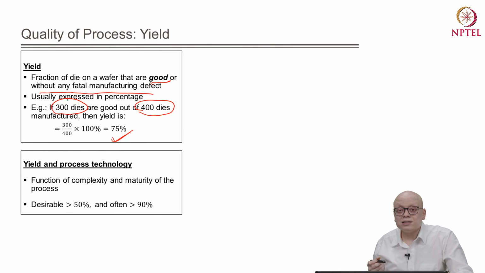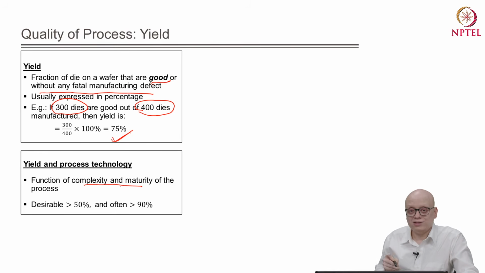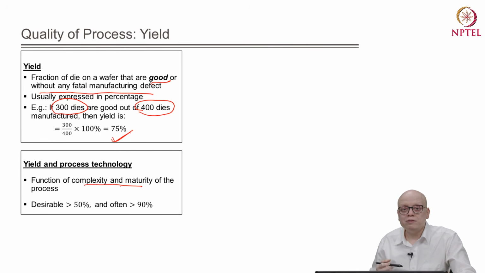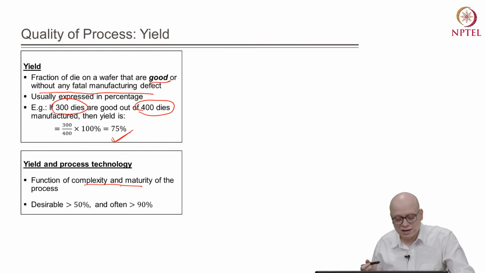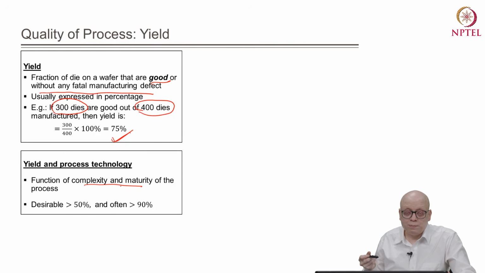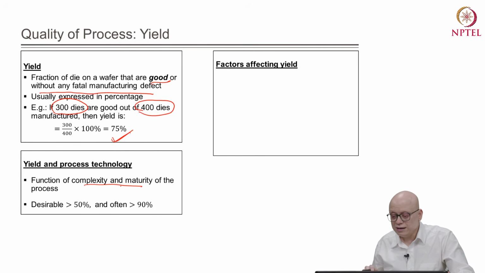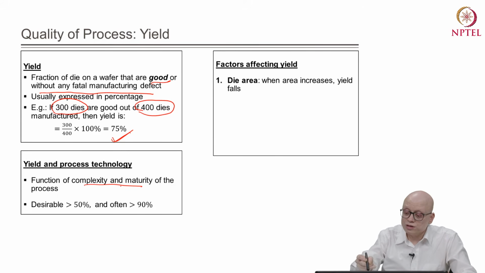Now, on what factors does yield depend? It is a function of complexity and maturity of the process. If the manufacturing process is mature, then typically the yield will be more than 90%, and for a recently developed process, the yield may be lower than even 50%, right. So, depending on the maturity of the process, the yield may be lower or higher, right. There are other factors which affect the yield, and one of the most important factors of a chip is the die area, right.